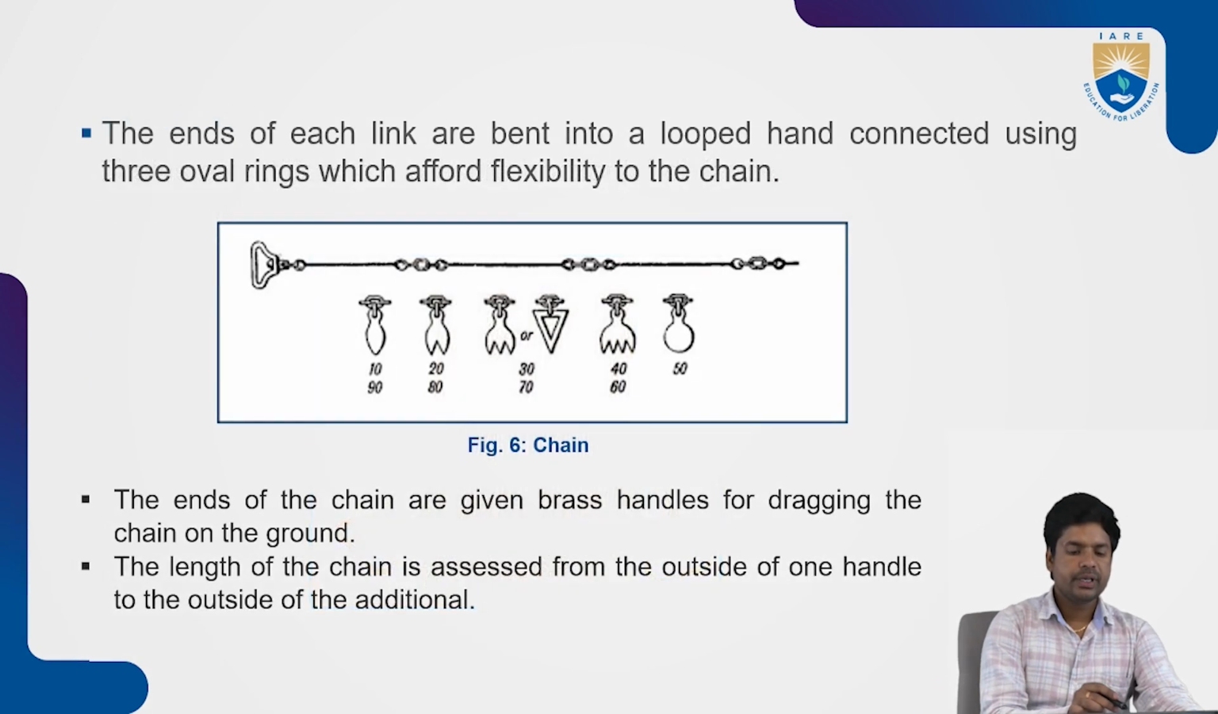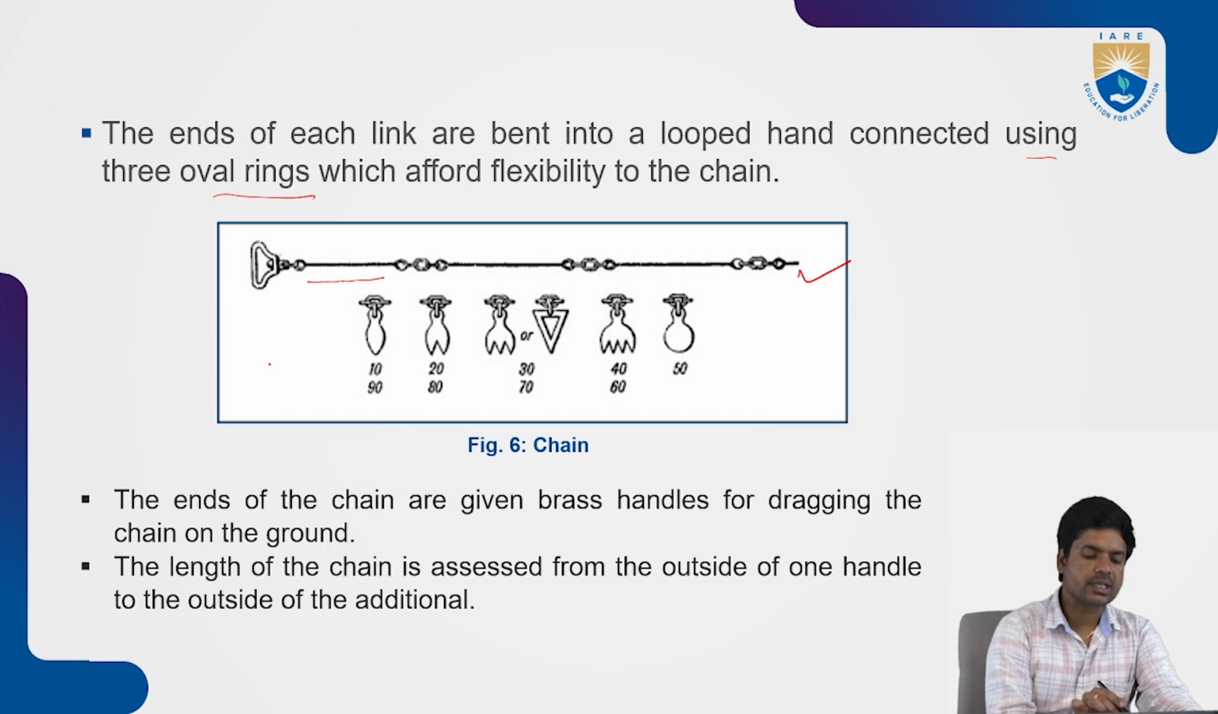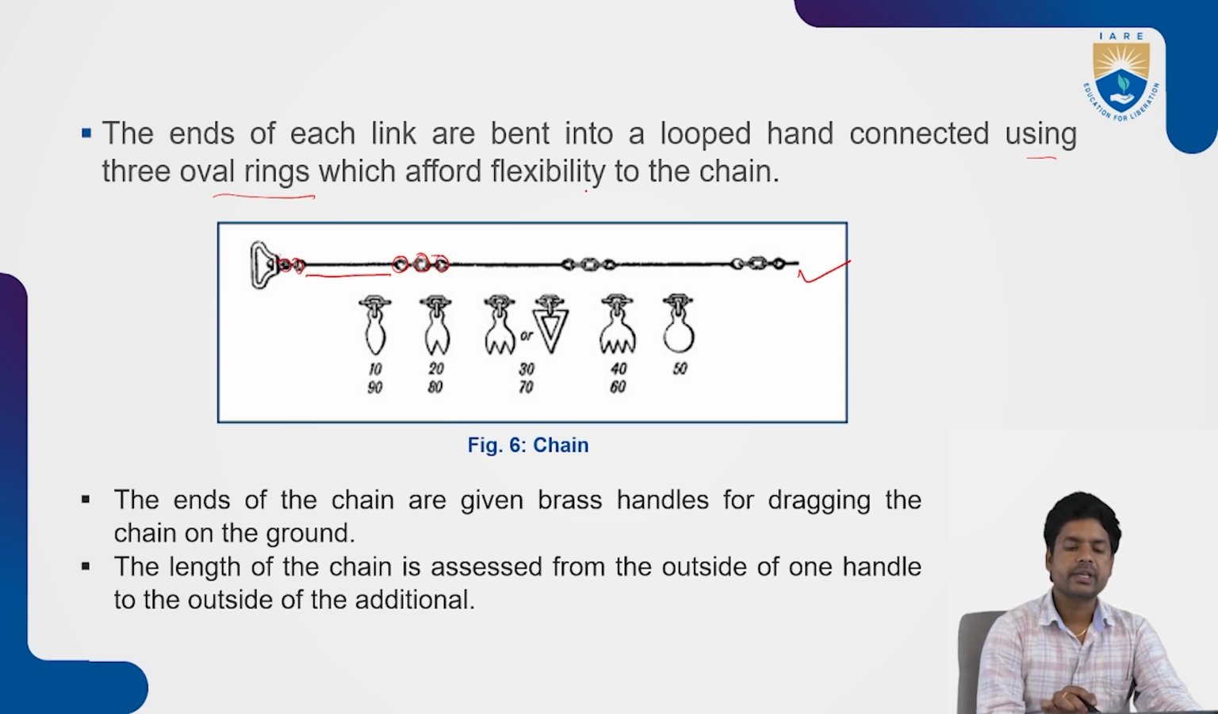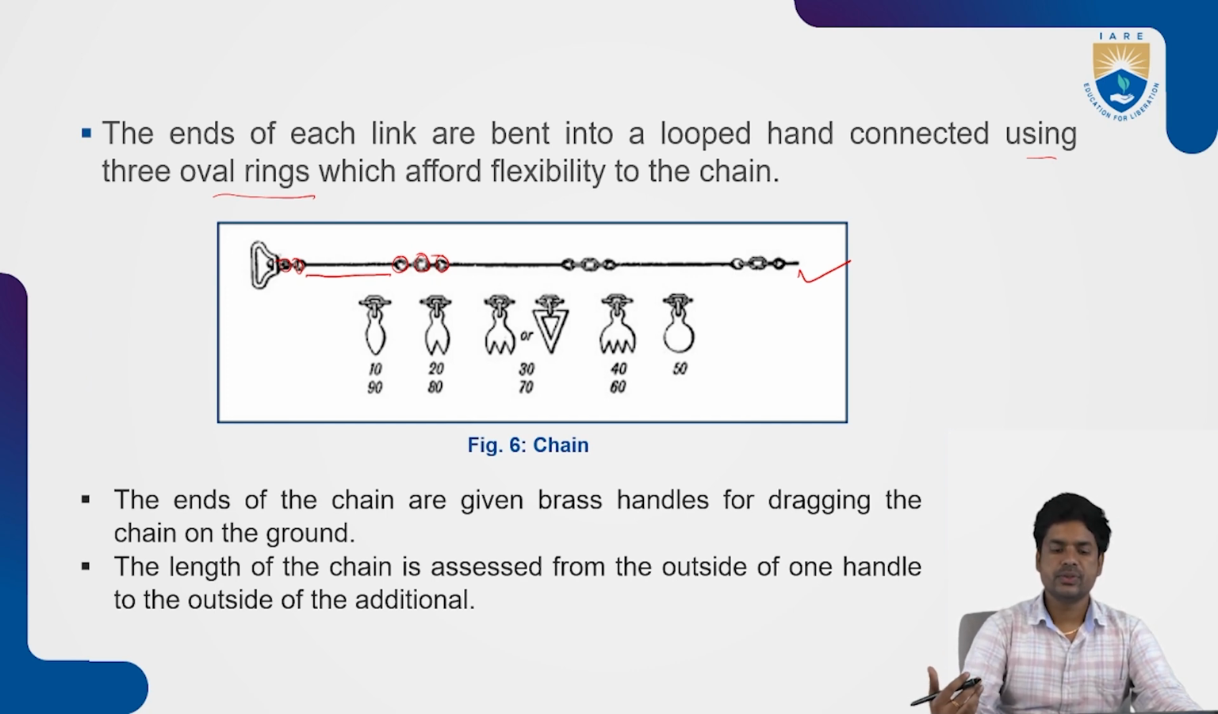Now here you can see one of the examples of chains. The ends of each link are bent into a loop and connected using three oval rings. If you see this particular link, from here to here it is called a link. Each link is connected with the looped rings. These rings afford flexibility to the chain, which is useful for measuring and carrying.